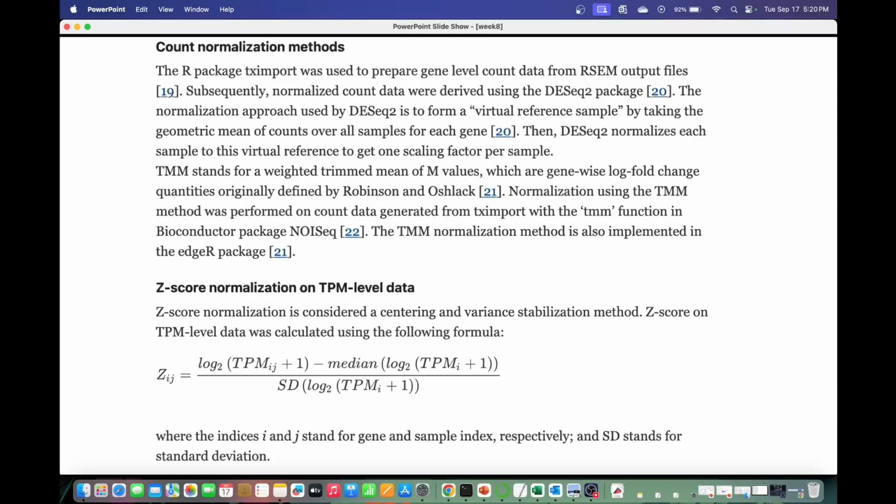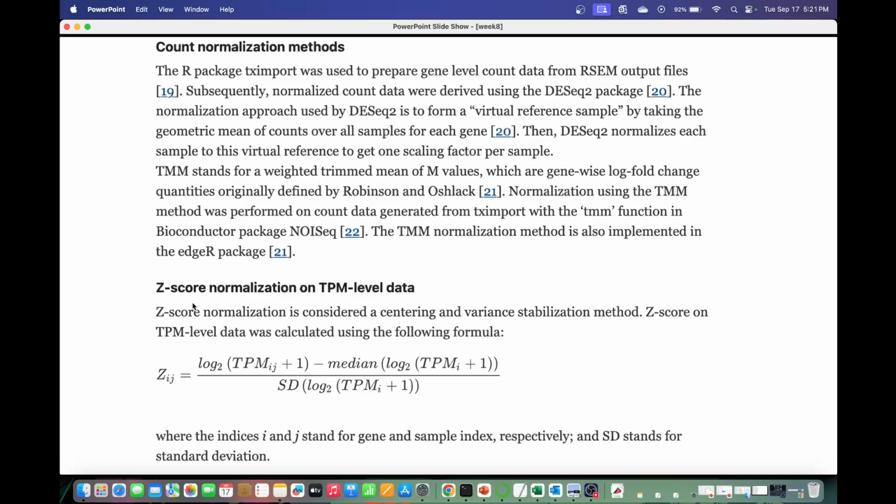So if you have five samples, you will have x1, x2, x3, x4, x5. You multiply all of them and you take it to the power 1 by 5. That is how you get the geometric mean. So the normalization approach used by DESeq2 is to form a virtual reference sample, by taking the geometric mean of the counts over all samples for a gene. Then DESeq2 normalizes each sample to this virtual reference to get one scaling factor per sample. You get this value, and then you divide the expression or the counts by this particular value to normalize the data set.